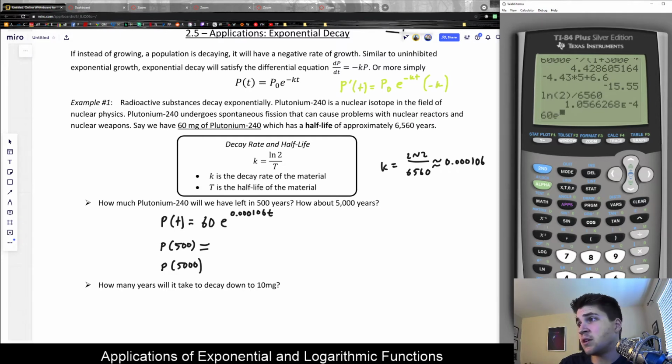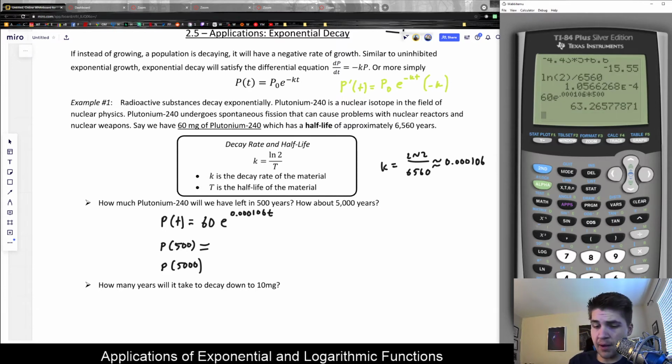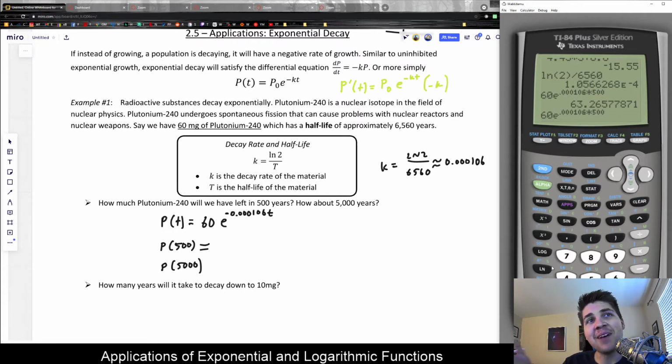e to the 0.000106 times 500. And that would be about, that's not right. It should not be more. I forgot my negative. And I did forget my negative when I was writing as well. And that's the key, again, obviously, between exponential growth and decay, is we need to have a negative for it to be decaying. If we don't have the negative, it's going to actually be growing by that growth rate. And I'll pretend I made that mistake on purpose.